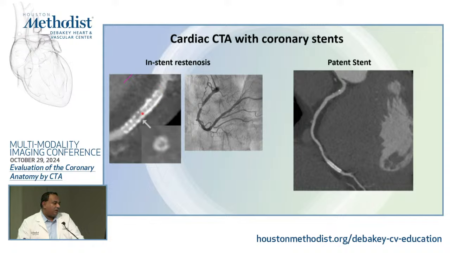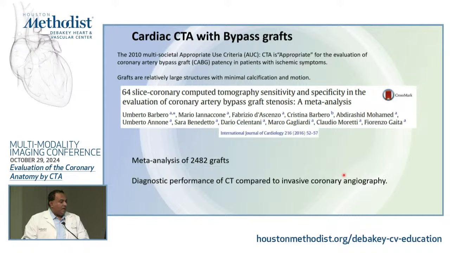This is from our lab, and you can see this hypoenhanced area correlates with what they found in the cath lab. This is an example of a patent stent. A few words about CT with bypass grafts. So that gets an A in the AUC guidelines.